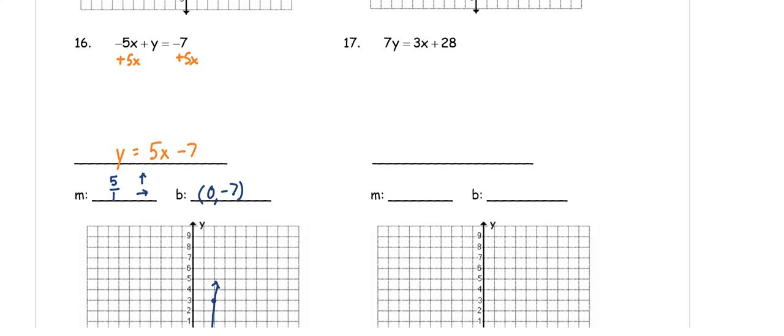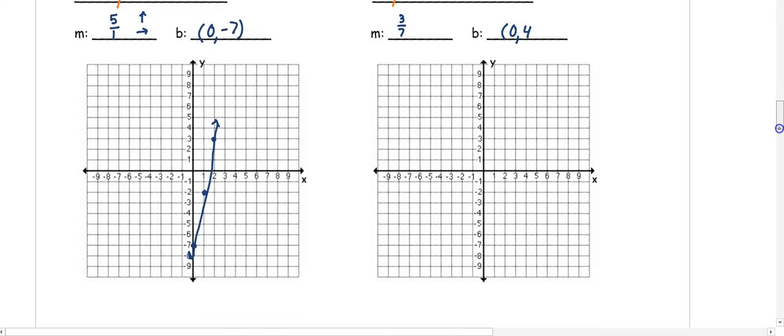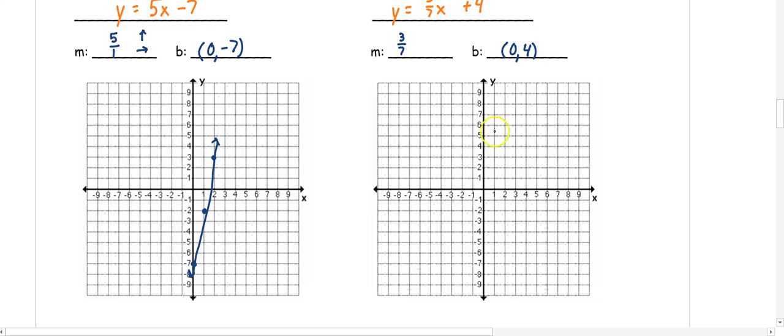In number 17, there's a number in front of the y, so I'm going to divide everything by 7 first and reduce that so I get y equals 3 over 7x plus 4, which means in this case that my slope is 3 over 7 and my y-intercept is 0, 4. So I'm going to start at 0, 4 on the y-axis. I'm going to go up 3 and right 7. Now, I can't fit another dot, so in this case I can just connect them.